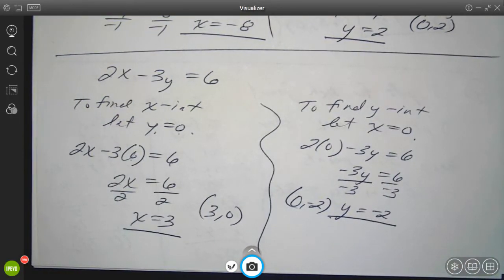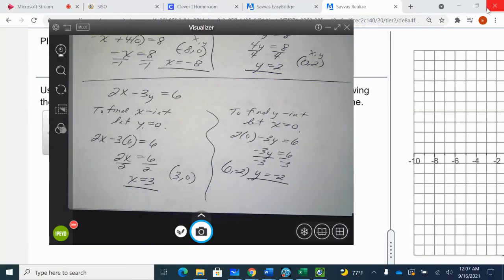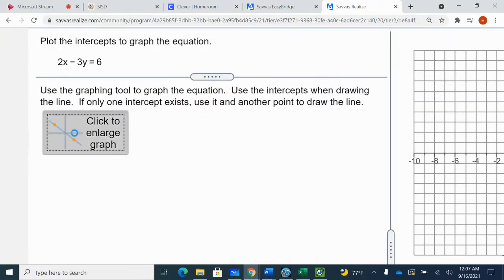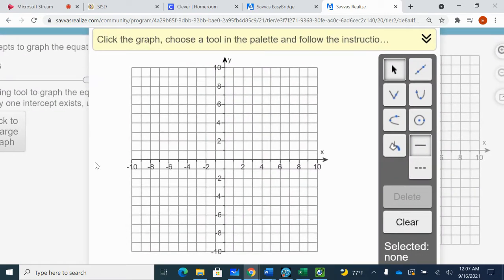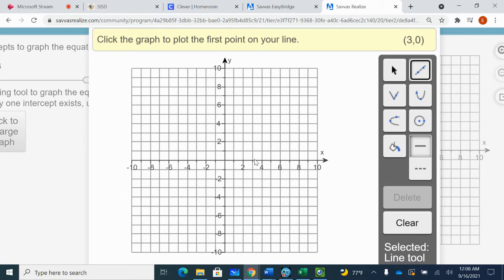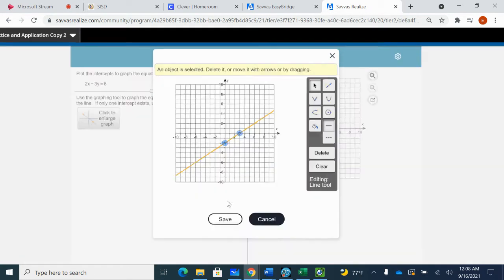X-intercept, y-intercept. So my x-intercept here is (3, 0). There it is. Always check, guys, with the top part here. It's (3, 0). My y-intercept is (0, negative 2). Bam. There it is.